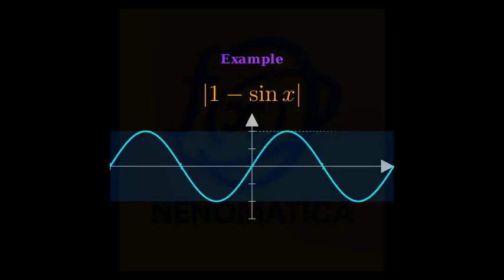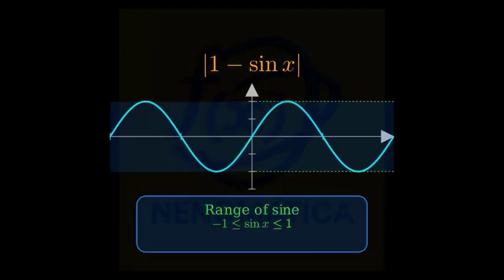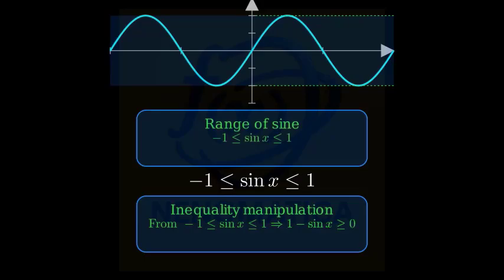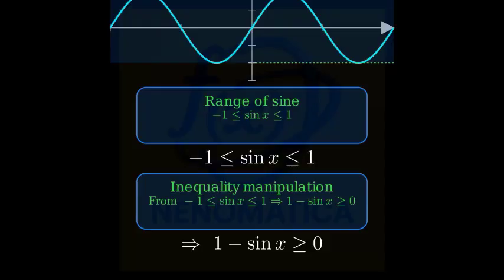First, the example. We want to simplify the absolute value of 1 minus sine x. Step 1. Determine the range of the term inside the absolute value. Sine oscillates between negative 1 and positive 1. Therefore, we write negative 1 less than or equal to sine x less than or equal to positive 1. Step 2. Deduce the sign of the expression 1 minus sine x. Subtracting sine x from 1 shows that 1 minus sine x is always non-negative. So we write 1 minus sine x is greater than or equal to 0.